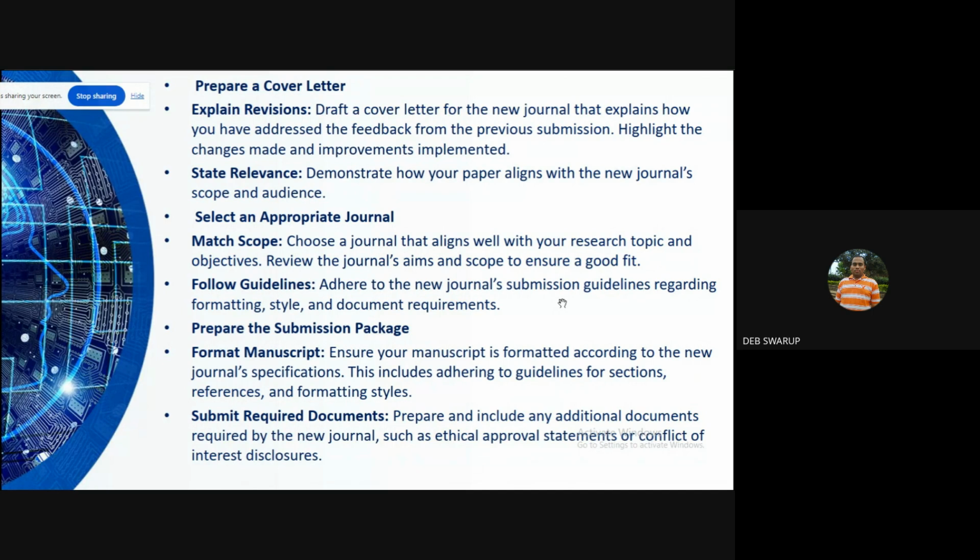Then always prepare a different cover letter. Don't just change the name of the editor and the journal in the same cover letter. Always write a different cover letter, and if you have doubts about how to write one, this is exactly where you can take the help of ChatGPT. Ask ChatGPT to write a good cover letter for a particular journal. It will write a big cover letter for you to use. You can use a ChatGPT-based cover letter once.